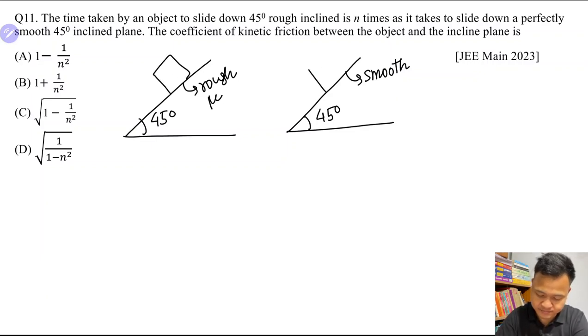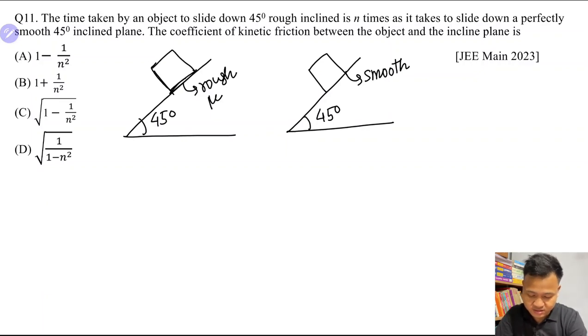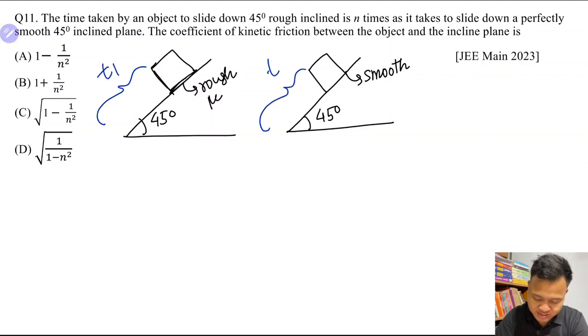Here I have an object; you can take a block, of mass m. The mass is not required. Let's write the force equation. What is happening here? It is going to slide down. If you release both blocks, they will slide down. Let's say the time taken by the block on the rough surface to go from here to here is T1, and on the smooth surface it is T2.